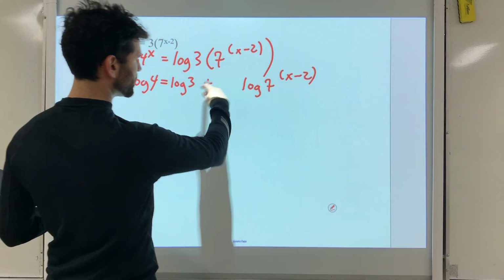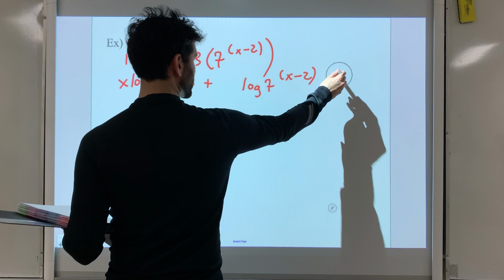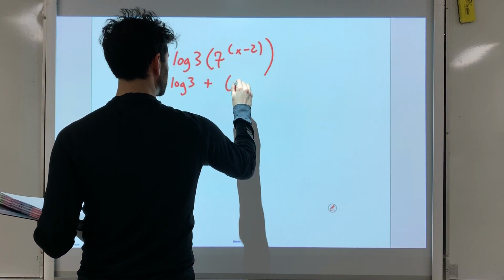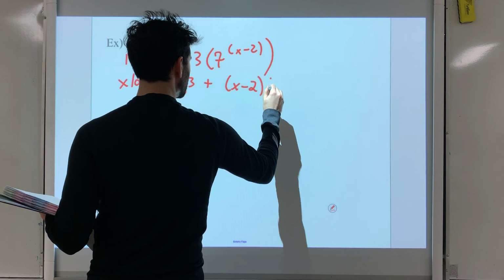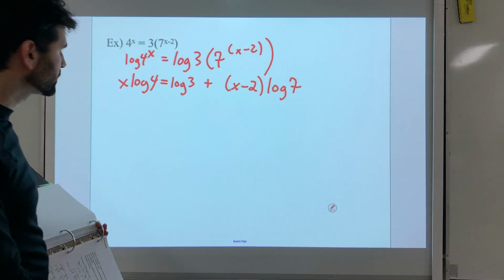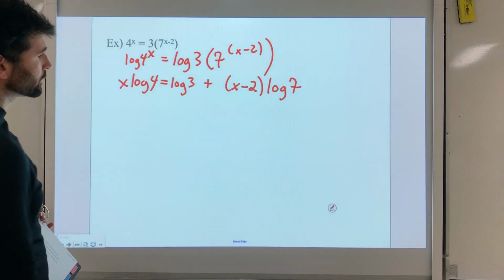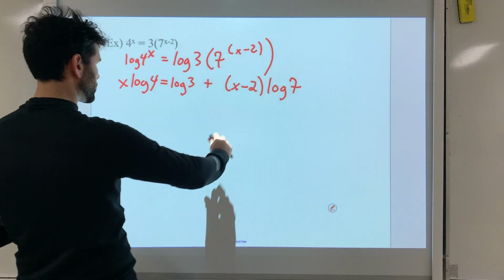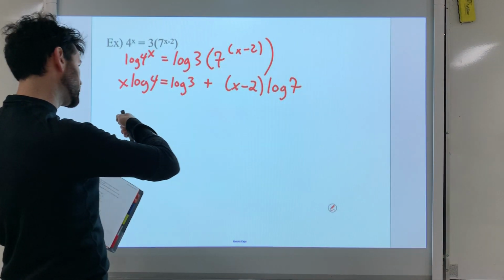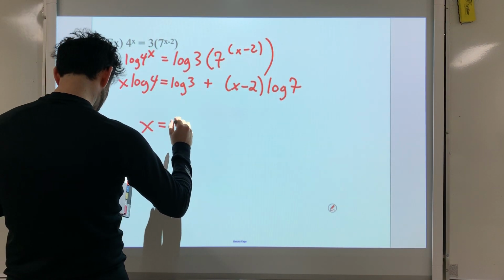I left myself some room here because you're going to need to bring this down using power law. So I'm going to erase that and bring it down in front. So I get x minus 2 times log 7. So I just brought the exponent down in front. Okay? From here, you should be fine. You should be able to take it and solve, right? You're going to distribute the logs into the brackets, get all the x's on one side, all the numbers on the other, pull out the x and divide. I will give you the final answer. It's an ugly one as usual.